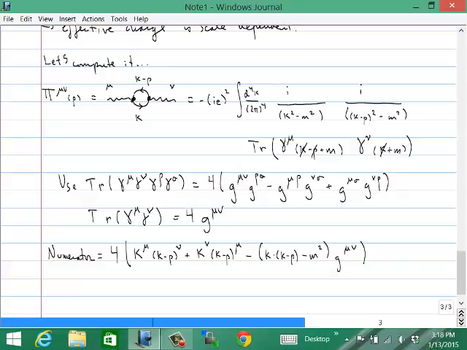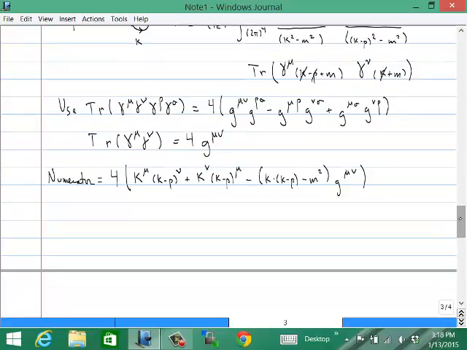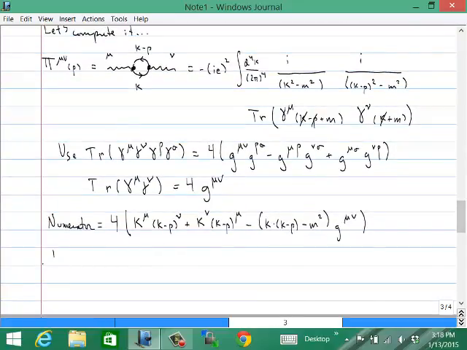The denominator can be simplified, as we did last time, using Feynman's trick for combining denominators. So 1 over (k squared minus m squared) times 1 over ((k minus p) squared minus m squared). You introduce a parameter x. It's usually called a Feynman parameter. That's integrated from 0 to 1. And in fact, this is exactly the same integral that we did last time. So I'll just remind you from last time what the answer is.